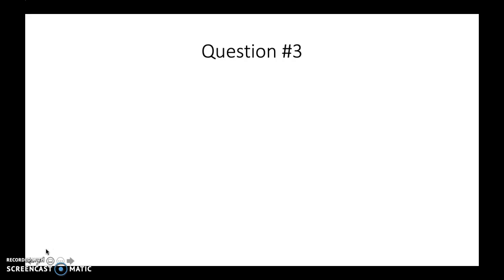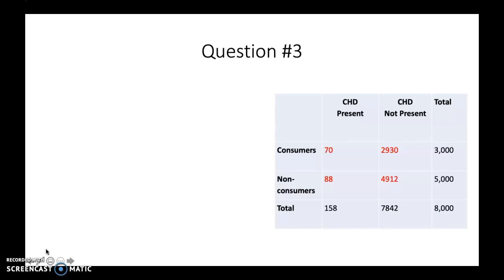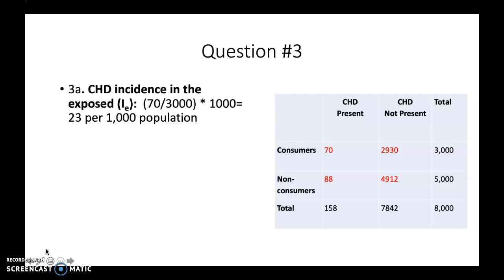So for question number 3, again, we're bringing up this table that we filled out previously in question 2. Question 3A asks us to figure out the CHD incidence in the exposed. So we are looking at consumers, which are 70, over the total of exposed, which is 3,000, and we're multiplying that by 1,000. So we get 23 per 1,000 population.